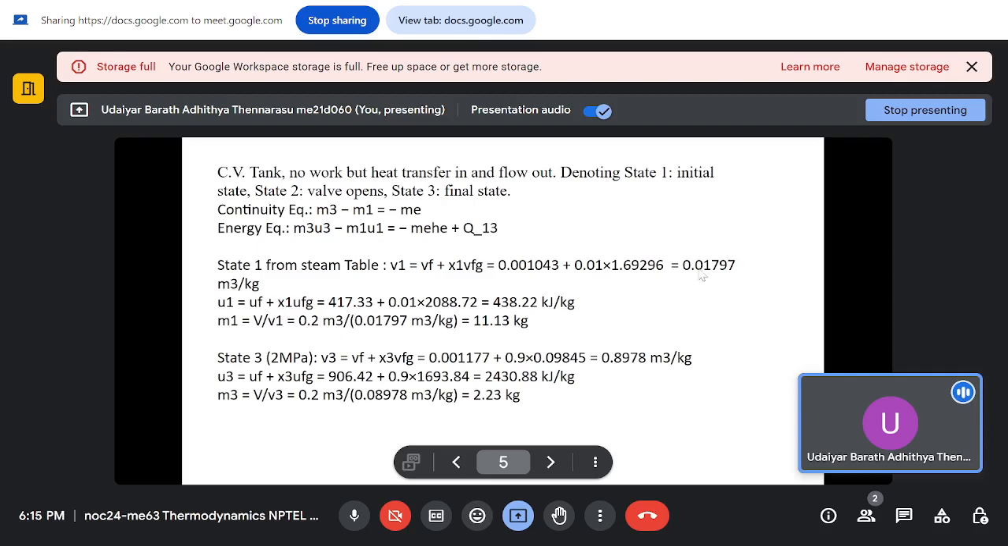So we know specific volume. So volume divided by specific volume will give me the mass at state 1, which is 11.13 kg. So this is the amount of water which was there at state 1.